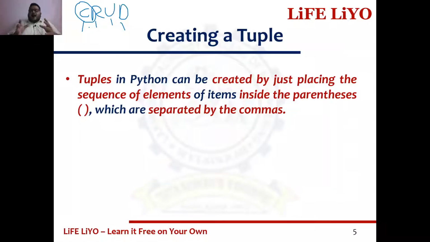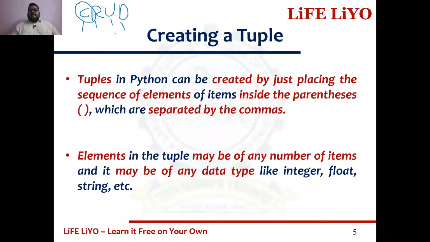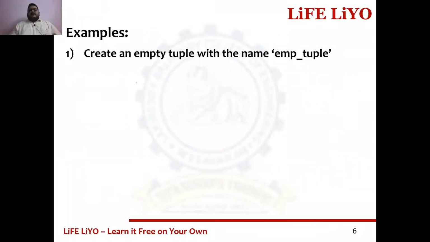Now, whatever the elements might be, do they all belong to only one type? No. A tuple accepts multiple types of data in a single tuple. The elements in the tuple may be any number of items and of any data type, like integer, float, string, etc. Now let us look into the examples. First one, create an empty tuple with the name emp underscore tuple. How to create an empty tuple?